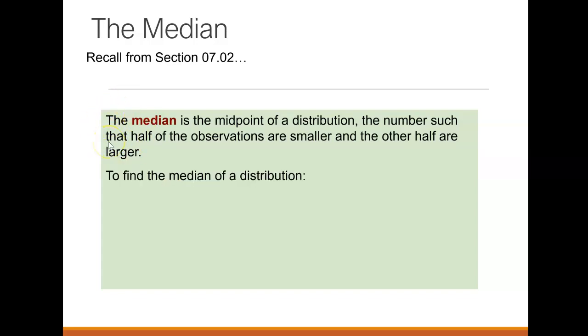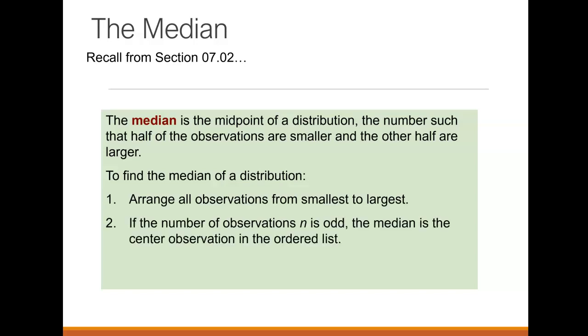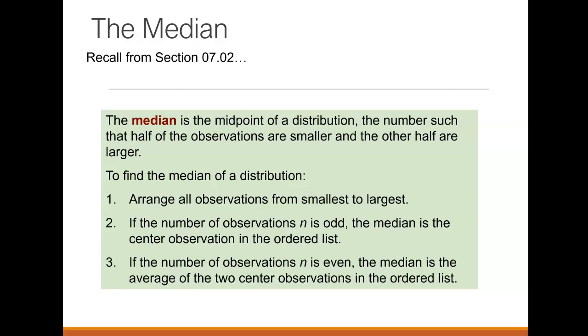So to find the median of the distribution, you arrange all the values from smallest to largest. If the number of observations is odd, then the median is just the center observation. If the number of observations is even, then you take the average of the middle 2.